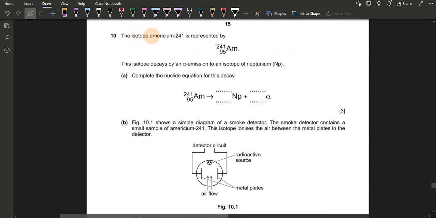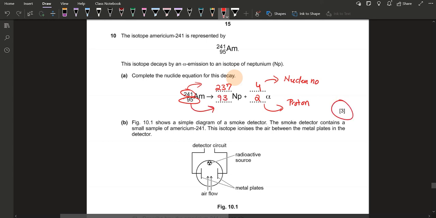Question number 10. The isotope americium-241 is represented by this. The isotope decays by an alpha emission to an isotope of neptunium, which is Np. Part A says complete the nuclide equation for this decay. So an alpha particle has 4 as its nucleon number, and we know that alpha has 2 protons. Now what we can do is just subtract to get the numbers for Np. So 241 minus 4 is going to be 237, and 95 minus 2 is going to be 93, and we get 3 marks for this.